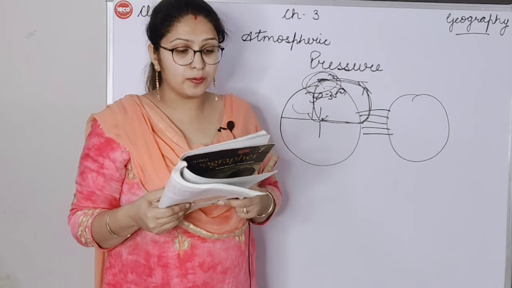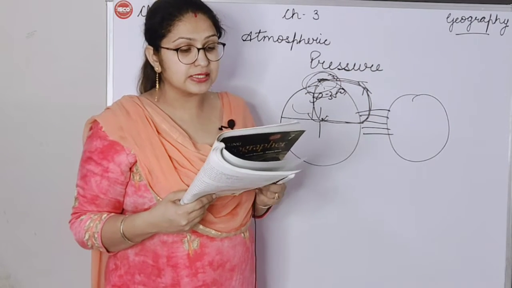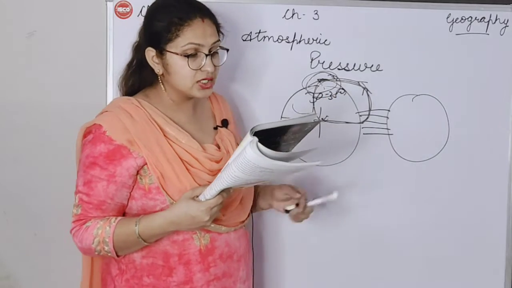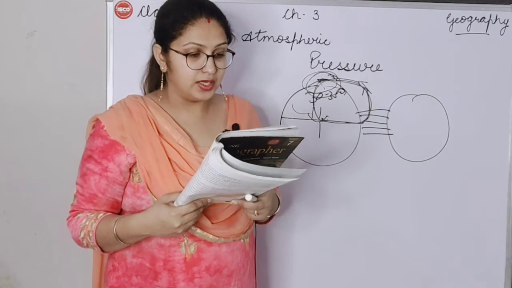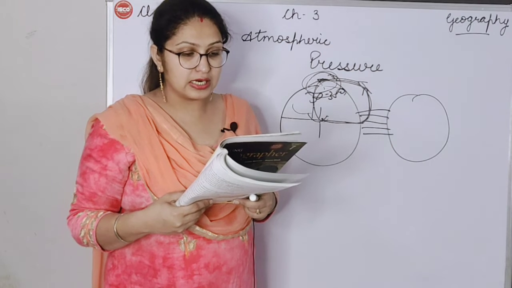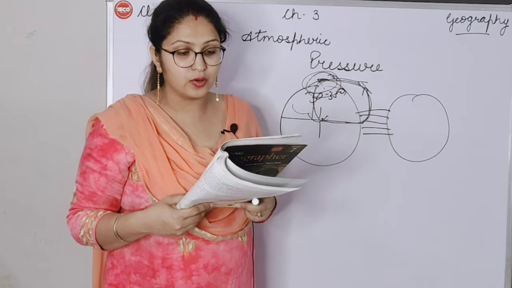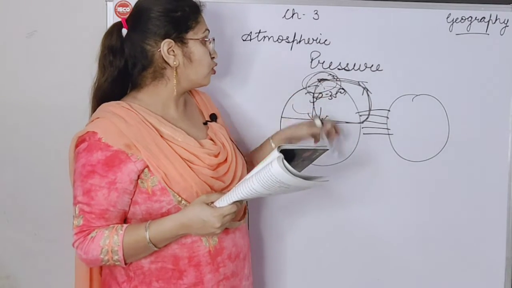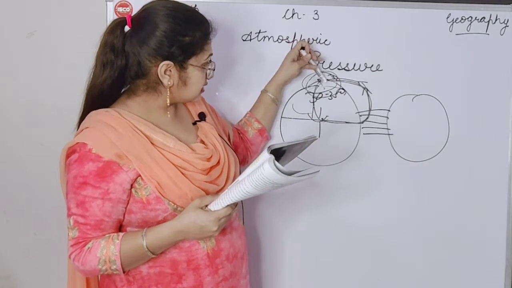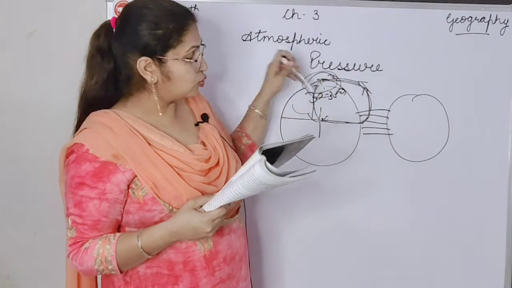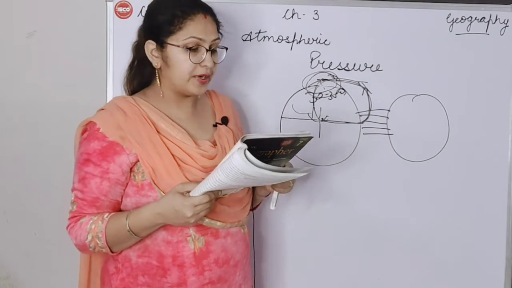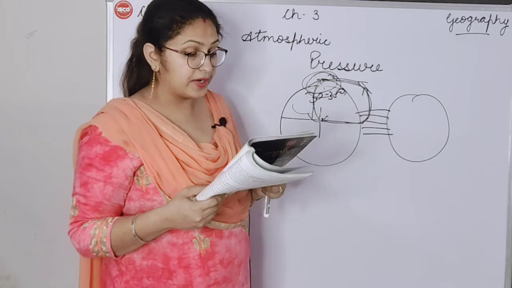Then the subpolar low pressure belt, stretching from 60 to 65 degrees north and south in both directions, is a low pressure belt. The rotation of the earth results in the air being flung from this area to the equator. So here the air is forcefully thrown towards the equator, creating a low pressure area. So here it becomes a low pressure area.